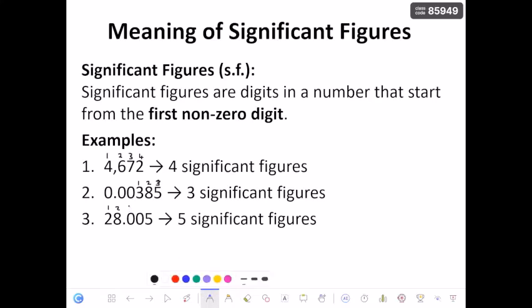So this 0 is the third significant, then this other 0 is the fourth significant, then finally this 5 is the fifth significant. So these are the 5 significant digits we have in this question, 28.005. It's a 5 significant figure.